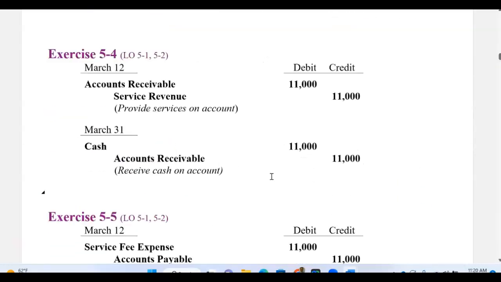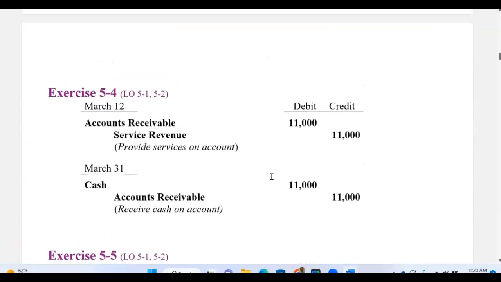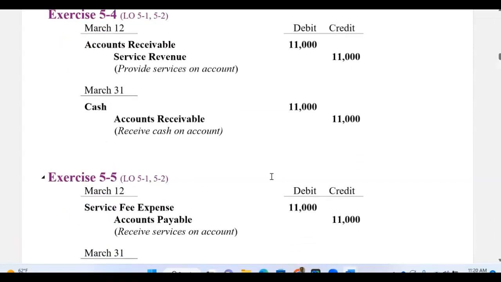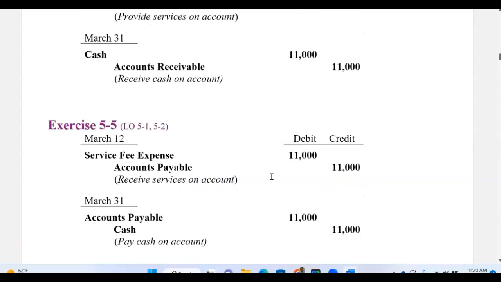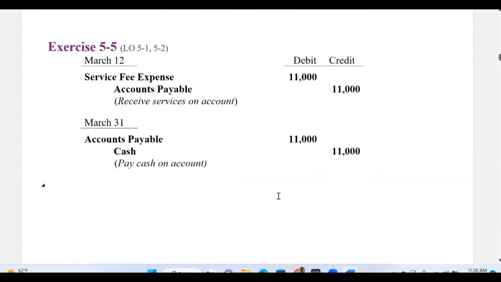Okay, that's number 3. Let's do number 5. Okay, so this is number 5.